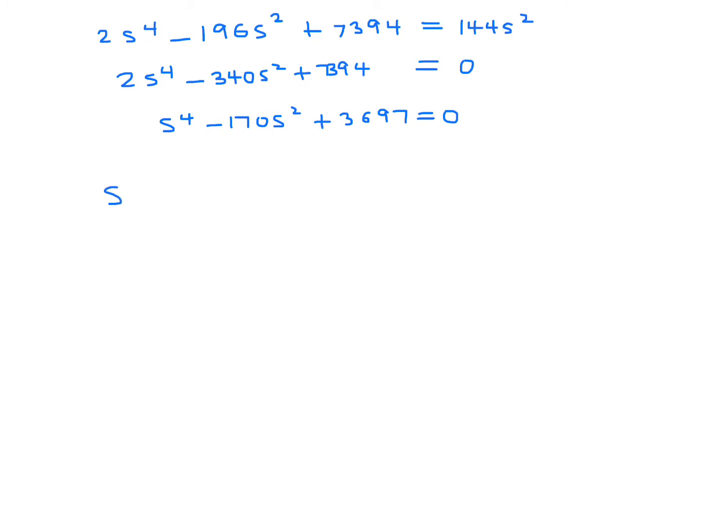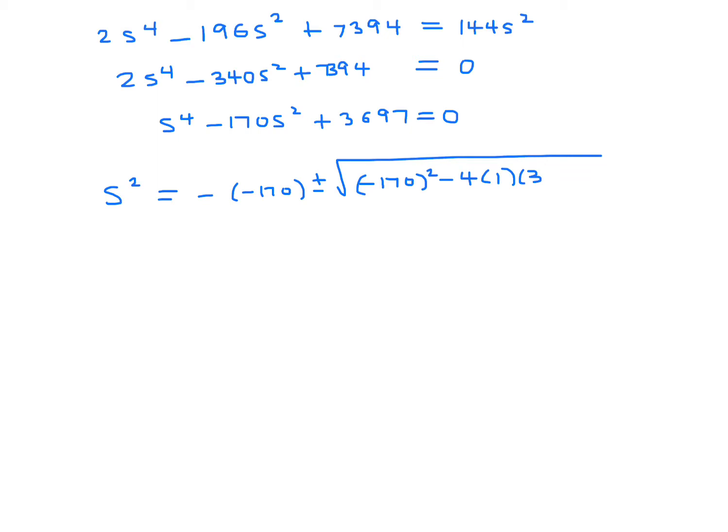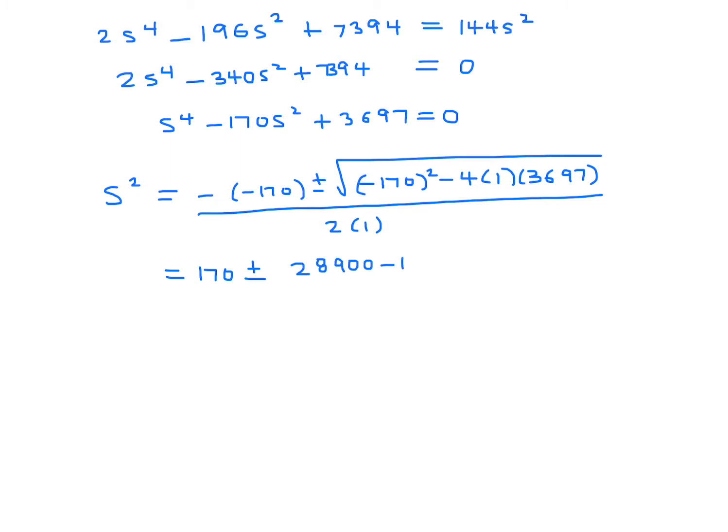Now we've got to use a quadratic, s squared this time, minus b, so we got minus 170, plus or minus square root of b squared, so minus 170 squared, minus 4ac, 3697, like that, all over 2a. So this becomes 170 plus or minus the square root of 28900 minus 14788, and this is divided by 2.